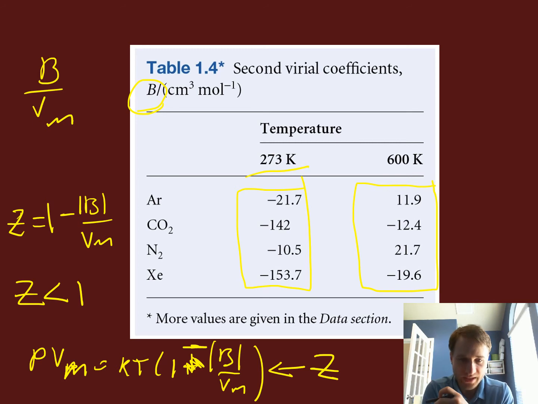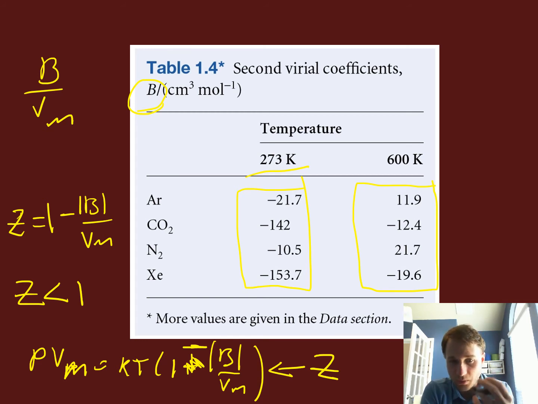And what that's saying is that for each one of these gases at 273 Kelvin, attractive forces are dominating, and it will have a compression factor Z less than 1, meaning its molar volume will be less than that of an ideal gas. While at 600 Kelvin, certain molecules like argon and neon, all of these molecules, by the way, their dominant intermolecular force is dispersion forces.